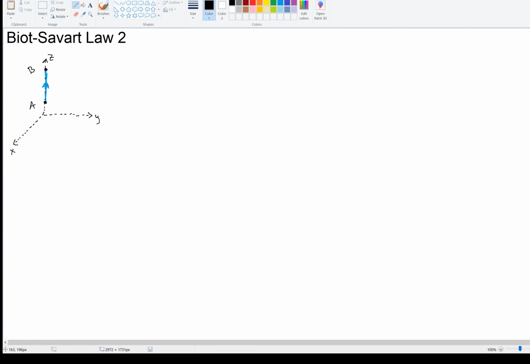All right, now what we can do is find just a little piece, a little chunk of that thing, like that, and that's what we're going to call dl. And dl is going to be in the direction of current. So it's that direction there. Now, we're going to talk about a field point, but we're not going to choose any specific field point. We're going to just pick a generic point like that because we want our answer to be general.